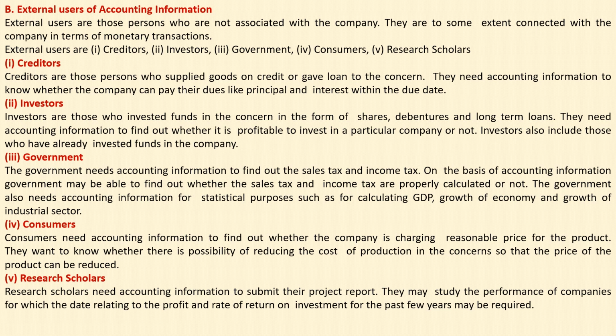Then consumers. Consumers need account information to find out whether the company is charging a reasonable price for the product. They want to know whether there is a possibility of reducing the cost of production in the concern so that the price of the product can be reduced. This is mostly concerned with the consumers who are buying from big industrial units for making other products. They buy the product for the purpose of raw material. Normal consumers at a low level may not think much about that. Anyway, people may be interested.